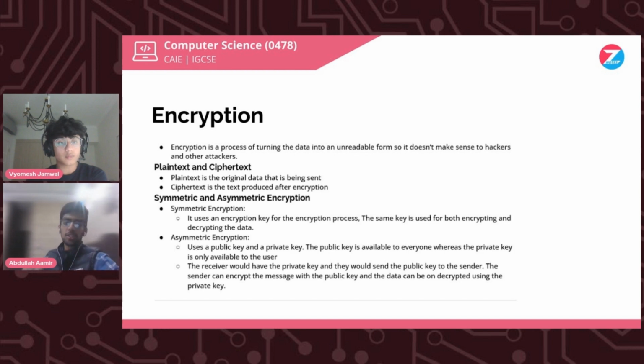the private key. So if I am the sender, the receiver that I'm sending data to has the private key and they will send the public key to me, which is available to everyone. Now the message that I will be sending will be encrypted with his public key, not mine, with his public key. And when the data is received by him, he has the private key which decrypts the message from his public key.